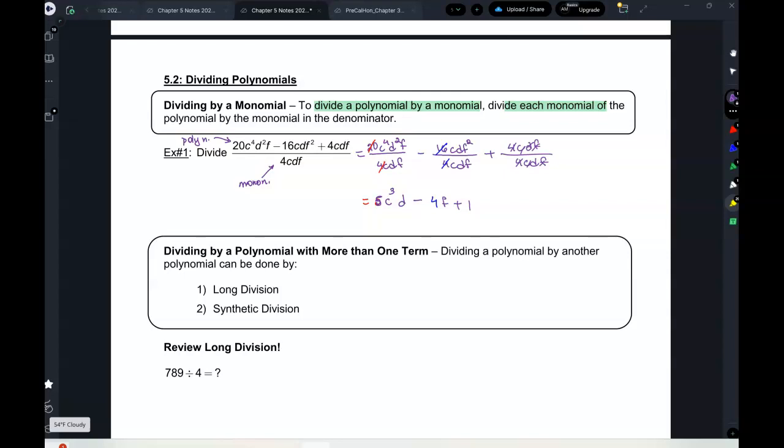We're supposed to try and divide this? Huh? We're supposed to try and divide this? Yeah, but we're going to do it together.